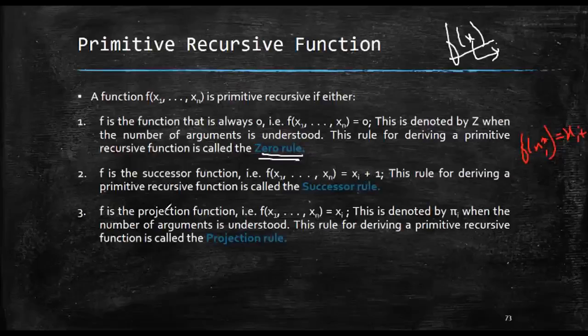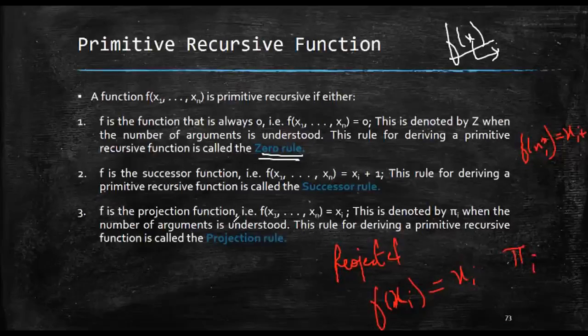Now what about the projection function? f is the projection function, that is, f of x1 and so on up to xn gives you xi. Whatever we have in the domain, we are taking the same element in the range, so it is being projected. So if we take f of xi, it can also be written as an identity. That is, if we are taking xi, then we will get the same element xi. This is denoted by pi subscript i when the number of arguments is understood. This rule is known as the projection function or the projection rule, also known as the generalized identity function.